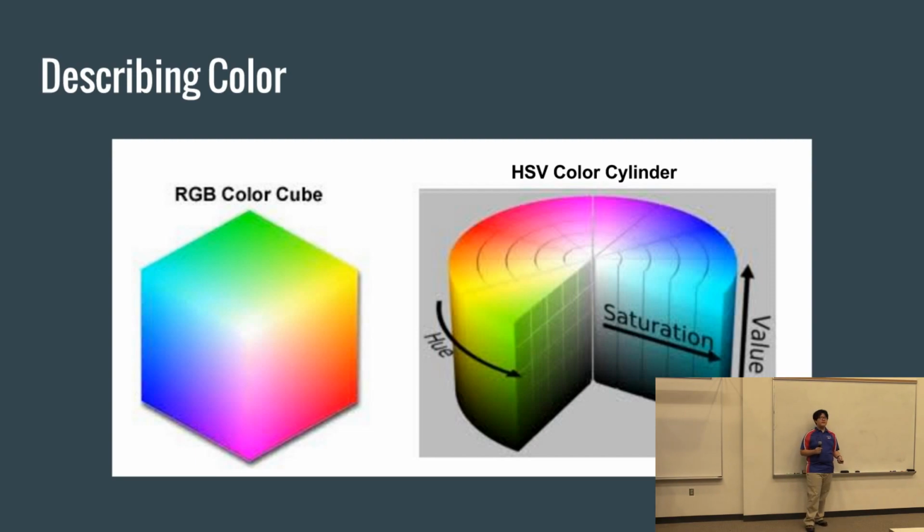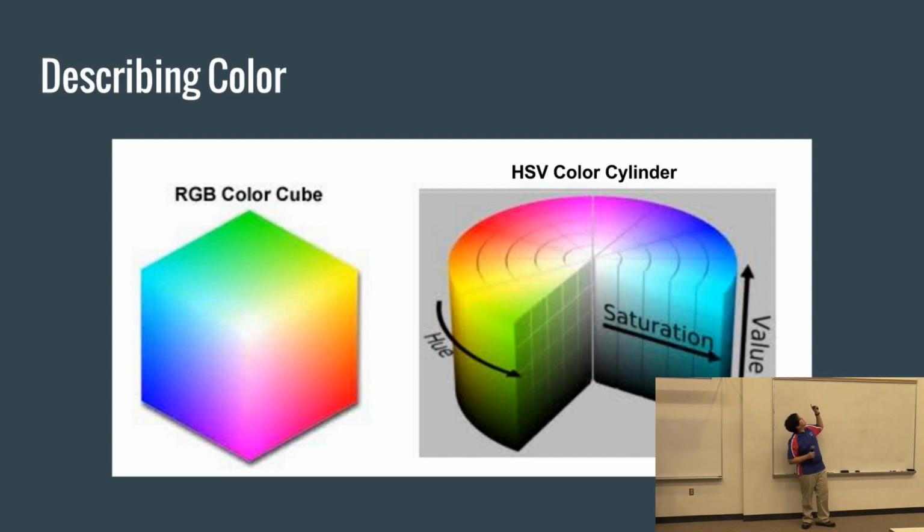Saturation determines how vivid that color is. The closer to the center it is, the more white it is. The farther out, the more vivid that color is. And value represents its darkness level. If you go down, it gets darker. If you go up, it gets back to that color spectrum.